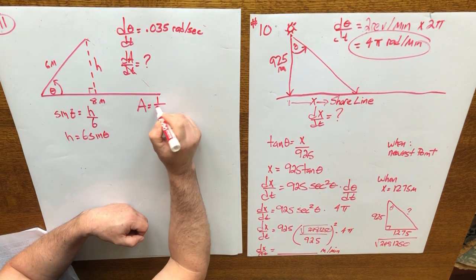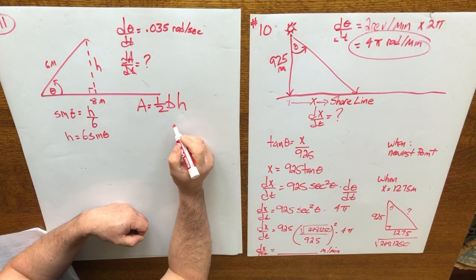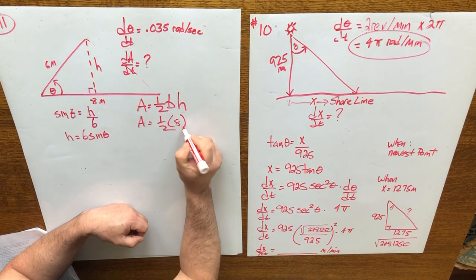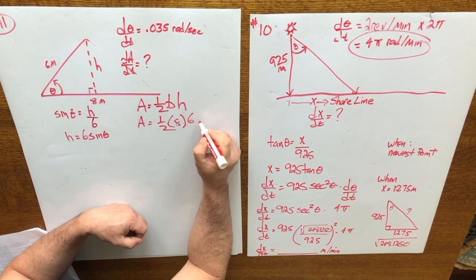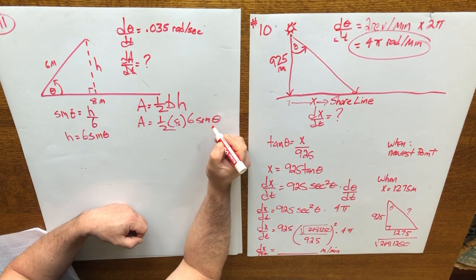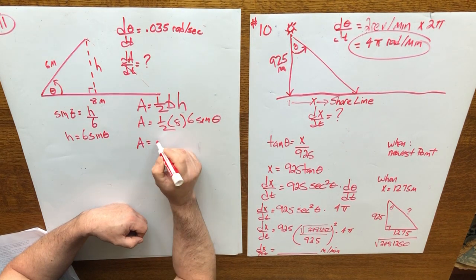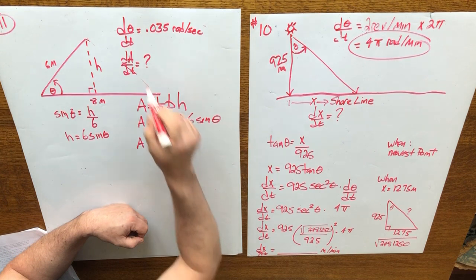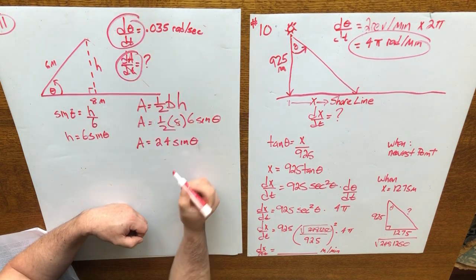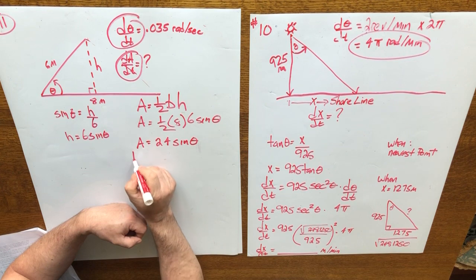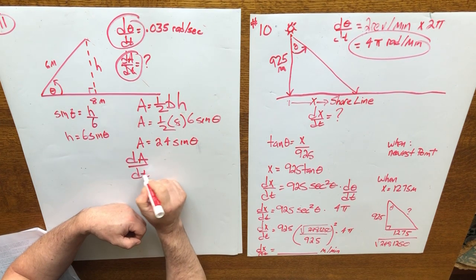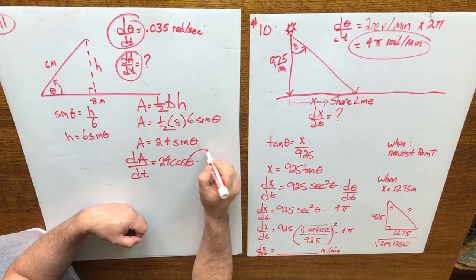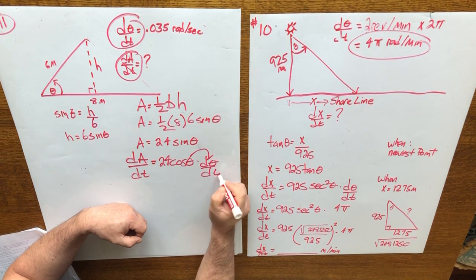So let's take a look at our formula for area. Area is equal to 1/2 the base times the height. Well, the base of this triangle is always 8. And the height of the triangle now we can express as 6 sine theta. So area is equal to 24 sine theta. Now we have a formula with theta in it for area, and we're going to take its derivative with respect to time. dA over dt equals 24 cos theta times the derivative of the argument, d theta over dt.